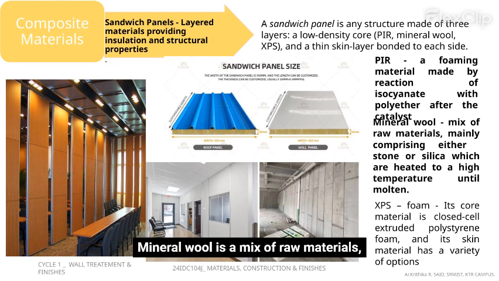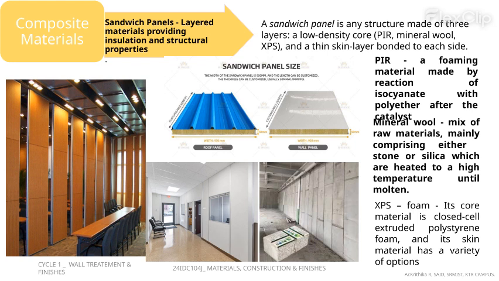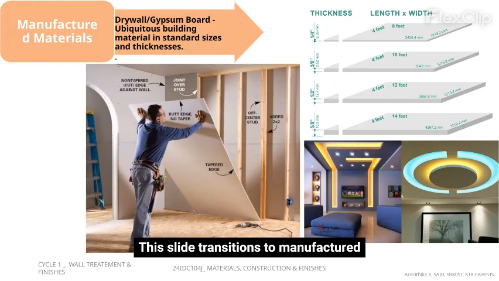Mineral wool is a mix of raw materials, mainly comprising either stone or silica, which are heated to a high temperature until molten. XPS foam, its core material is closed-cell extruded polystyrene foam, and its skin material has a variety of options. This slide transitions to manufactured materials, starting with drywall/gypsum board.